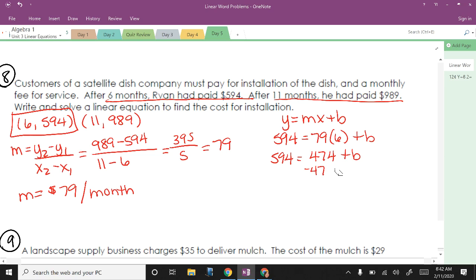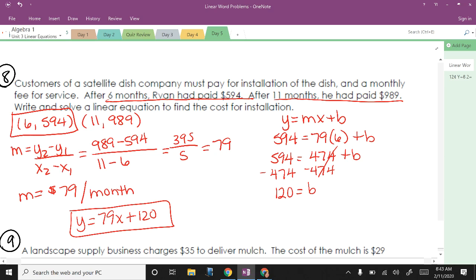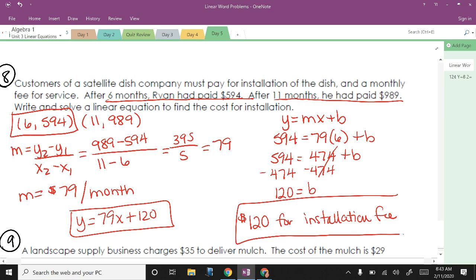So minus 474 on both sides. What's 594 minus 474? 120 equals b. So I need an equation. y equals 79x plus 120. And what is the installation fee? $120 for your installation fee. That makes sense? Everybody good with that?